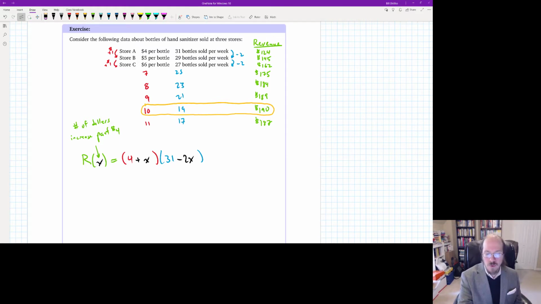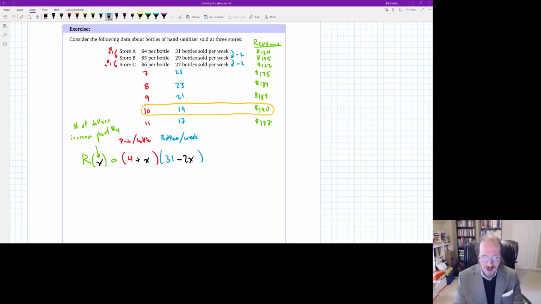Notice that if we let x equal 1, then we'll have 4 plus 1 will be 5, and 31 minus 2 will be 29, which is exactly what we expected from our table so far. So let's just make sure I have what each of these is. This is the price per bottle, and then this is the bottles sold per week. And so if we multiply those together, we end up getting the amount of money that we make per week.